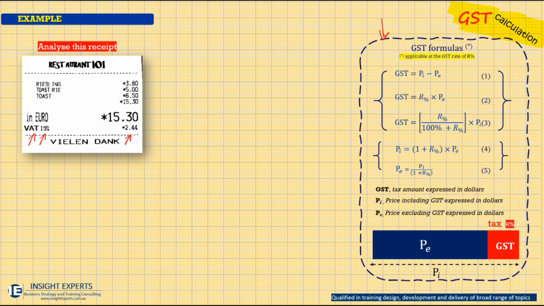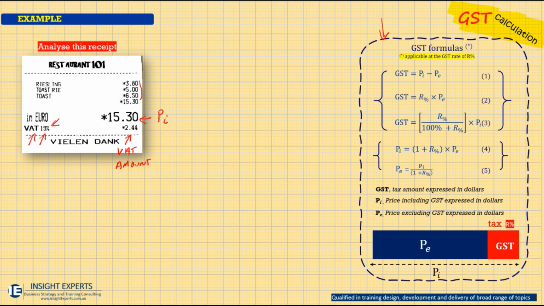So let's look closely at this receipt. First, we'll assume that on this receipt there are no VAT exempt items. In other words, all products are taxable. So the customer bought a number of items and they paid an amount of £15.30 at point of sale. So that's the price including VAT, which includes a VAT amount of £2.44. So how did they arrive at that amount, which is 2.44, given that the tax rate is 19%?